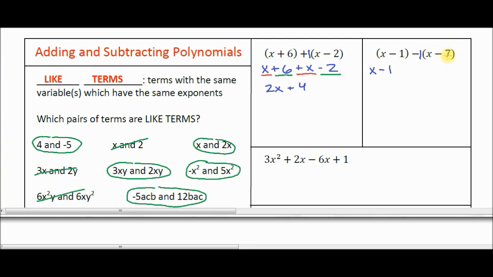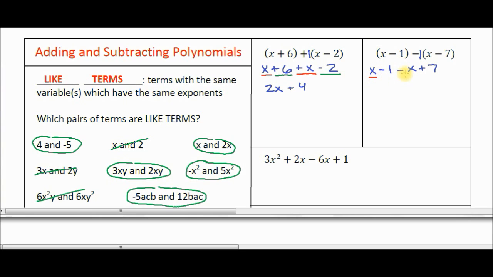in front of the x plus 7. And that means we have to distribute this negative 1 to both terms. So negative 1 times x is negative x, and negative 1 times negative 7 is positive 7. Remember our rules of negatives. A negative times a negative is a positive. Let's go ahead and combine our terms.